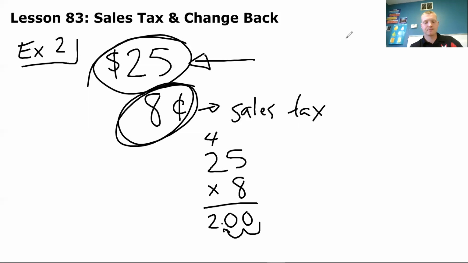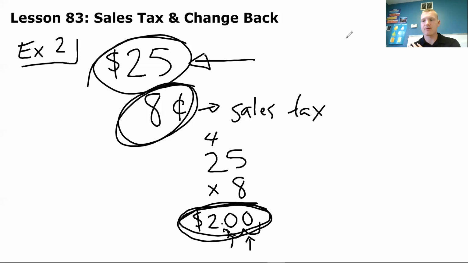1, 2. Because here in my first place, my first digit, that's going to be my ones place, and then here, my second 0 is going to be my tenths place, right? So with money, we have $2 as the amount of sales tax that she paid for that $25 blouse. So that would be your answer there. So there was a tax of $2.